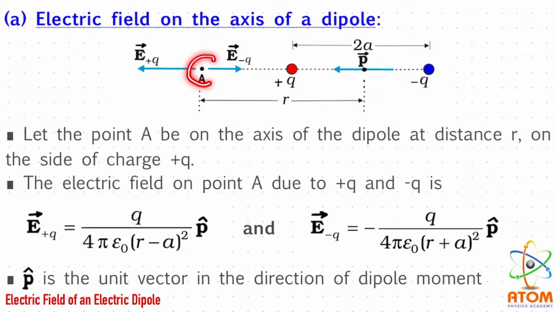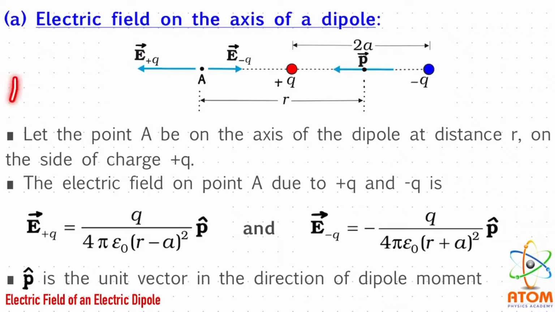Obviously at this point the electric field will be due to both the positive charge and the negative charge. Due to the positive q charge, the electric field at this point A will be radially outward. So this is the electric field E positive q. Due to the negative q charge, the electric field at point A will be radially inward, meaning towards the charge. So this is the electric field E negative q.